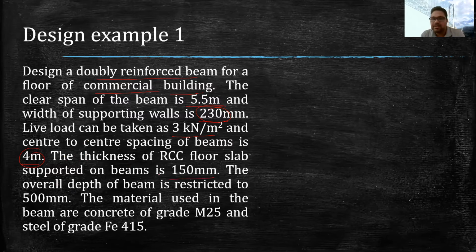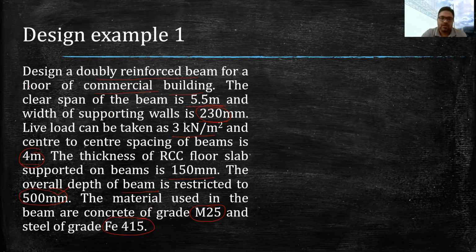So basically in the commercial building, there will be a floor slab, and that floor slab will be resting on the beam, and the beam is resting on the wall. So it says the overall depth of the beam is restricted to 500 mm, which means the depth of the beam cannot exceed 500 mm. So there is a depth restriction. And in the design, the material which will be used in the beam will be concrete of grade M25 and steel of grade Fe415. So by reading this problem, first of all, we will try to make the diagram.